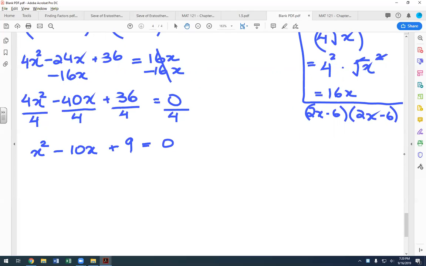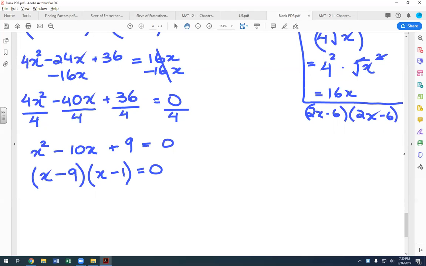Now, if you want to use the quadratic formula, trust me, I have nothing against it. I'm just a lazy person who does not like to write too much. So if you want to use the quadratic formula, that's fine. You will still get the same answers. I am just going to use factoring. So this will break into x minus 9 and x minus 1.